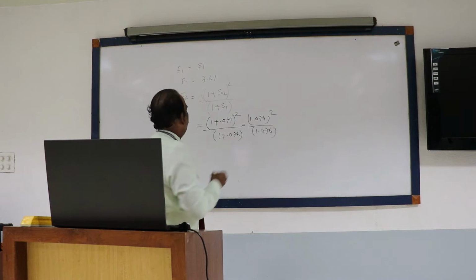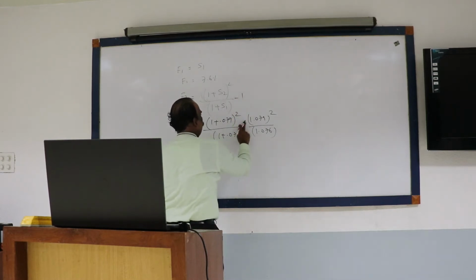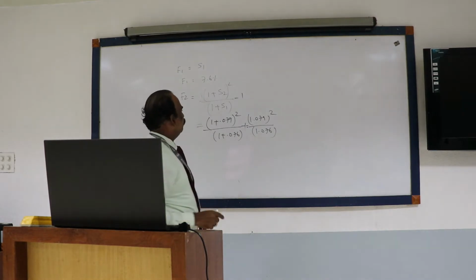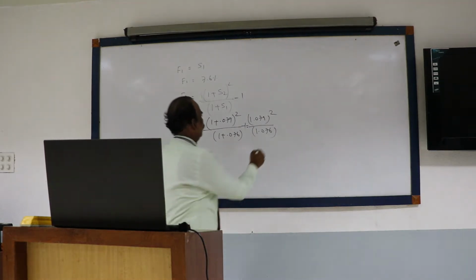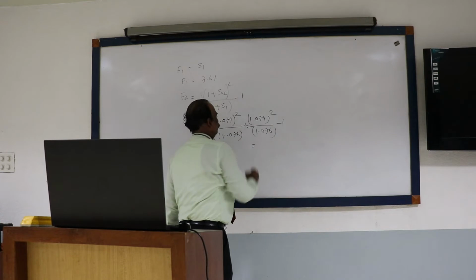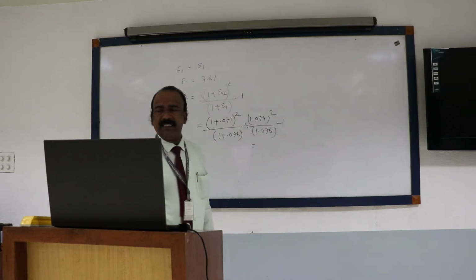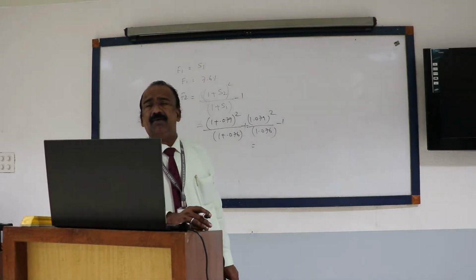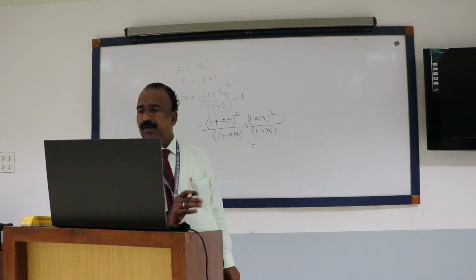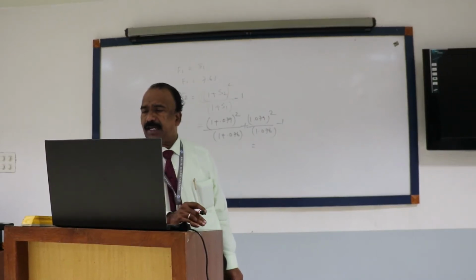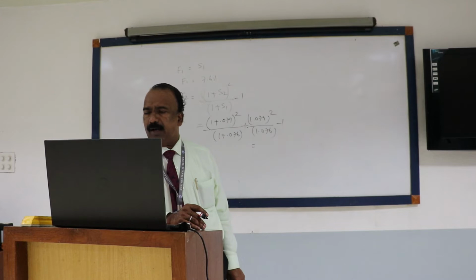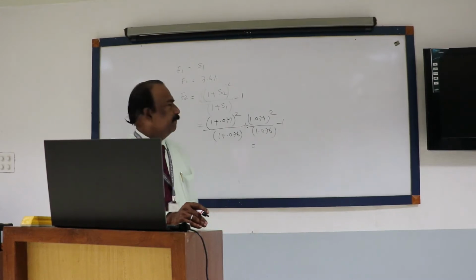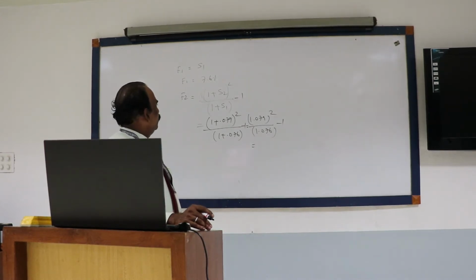Oh, sorry, minus 1. So minus 1 is there, because you have to subtract. Otherwise you will get it in a decimal, so you have to convert. So you have to subtract 1. Minus 1. So how much comes?